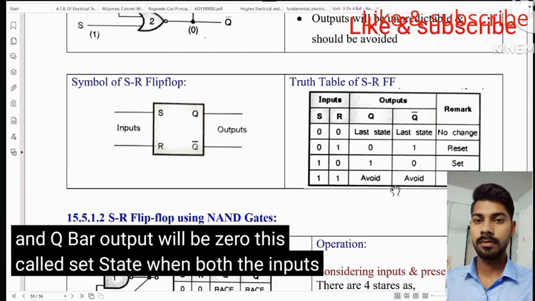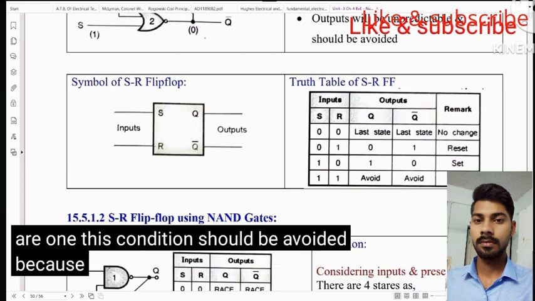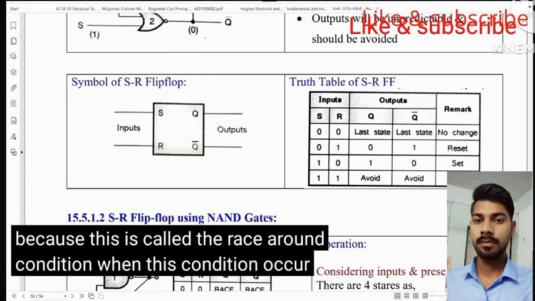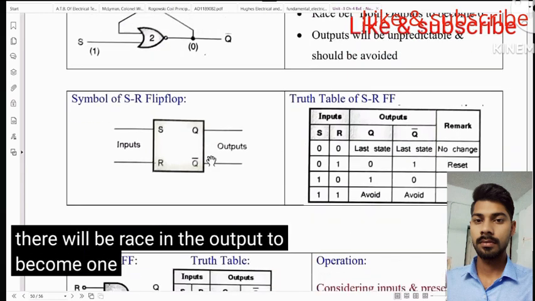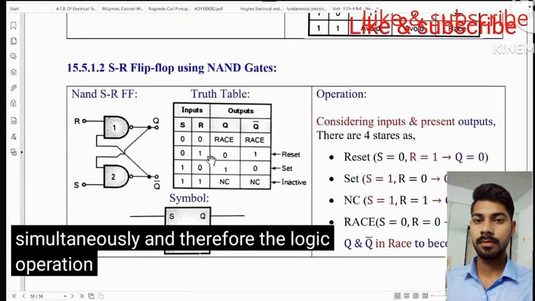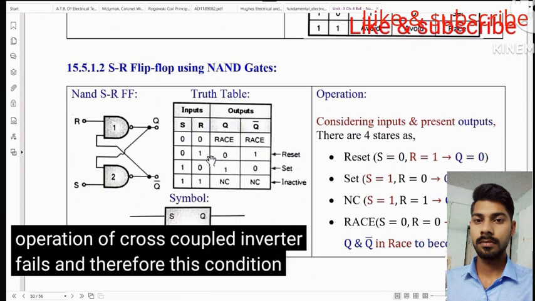When both the inputs are 1, this condition should be avoided because this is called the race around condition. When this condition occurs, there will be a race in the outputs to become 1 simultaneously. And therefore, the logic operation of the cross-coupled inverter fails, and this condition should be avoided.